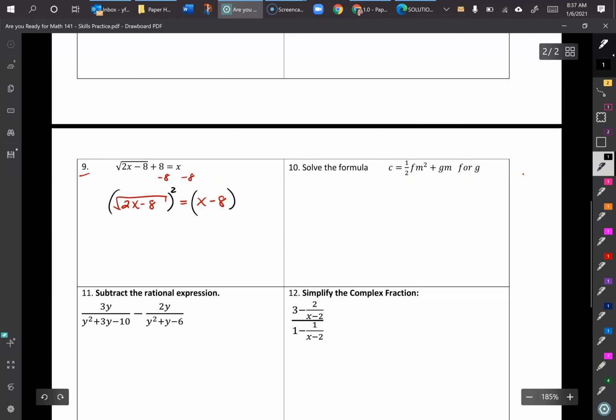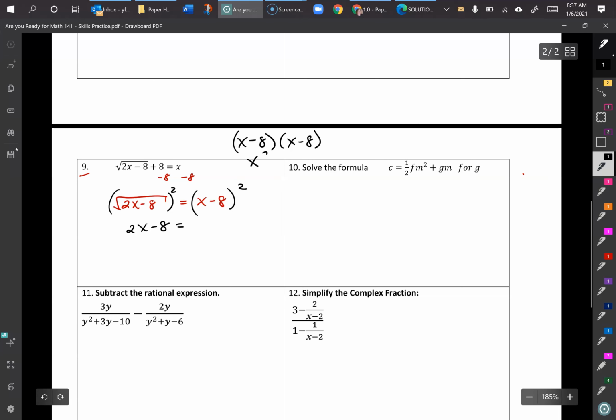Now this one's a bit trickier, a lot trickier, because when you go ahead and square your radical, you are also squaring the right hand side, which is an expression, so you have a binomial there. So 2x minus 8 is the square. Once you square that, you just end up with what's under the square root. But then here I have x minus 8 squared, all squared. Remember, you can't just distribute that.